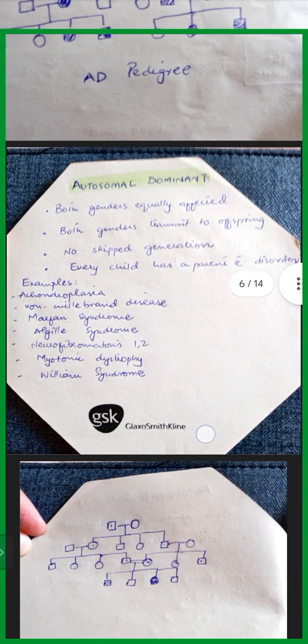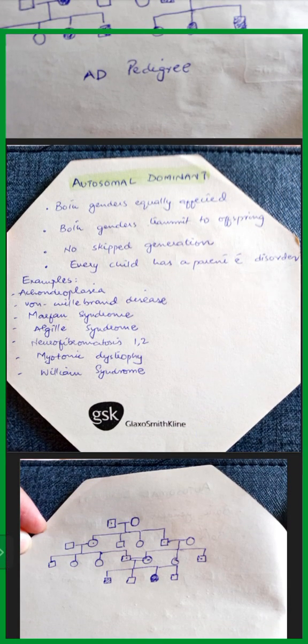Next, see this one. Look, this dot in the square or circle is a carrier. This dot which I have made is a carrier. Usually, most of the time in exams or in practical life, if half of the circle or square is shaded, it shows the carrier state. If the full circle or square is shaded, it shows the affected state. So this dot I have shown is the carrier.